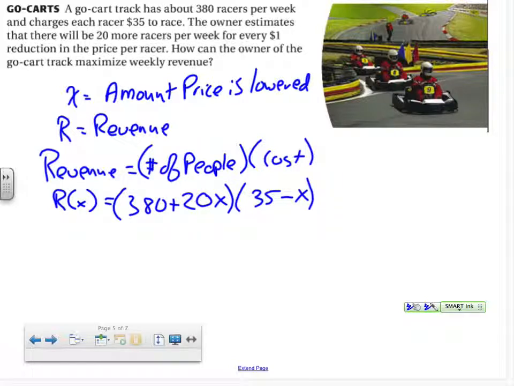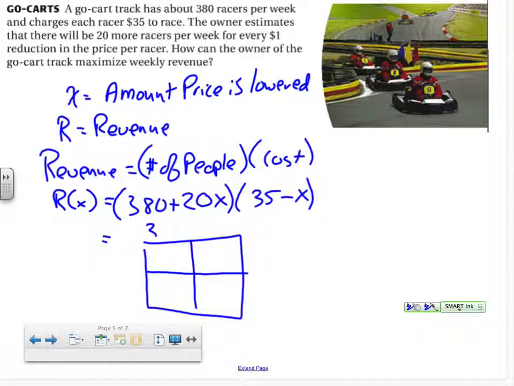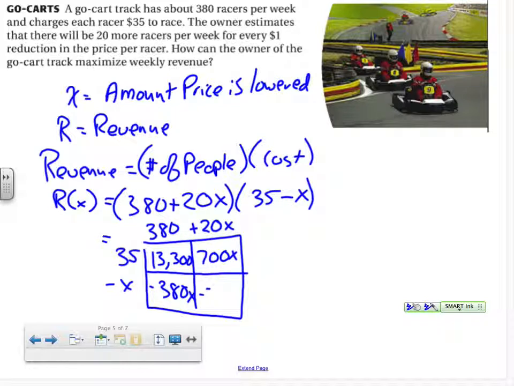We have three forms: standard form, intercept form, and vertex form. This one, you could make an argument for intercept form or standard form. I'm going to go to standard form. So I'm going to FOIL it out or box it out. You choose which method works best for you. I'm going to multiply 380 plus 20x times 35 minus x. 380 times 35 is 13,300 plus 20x times 35 is 700x. 380 times negative x, and then negative 20x squared.